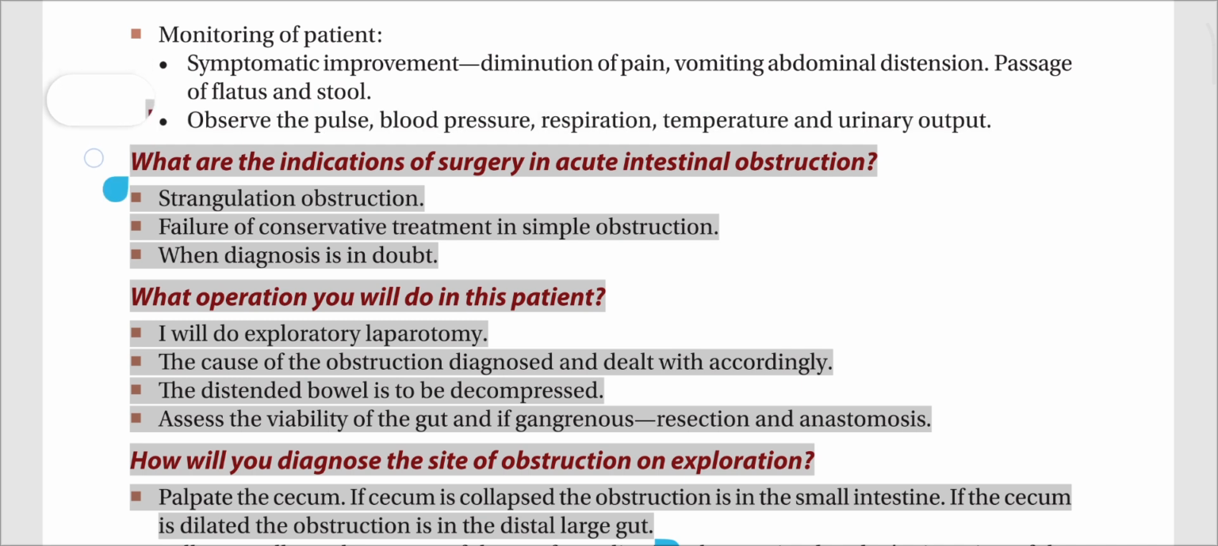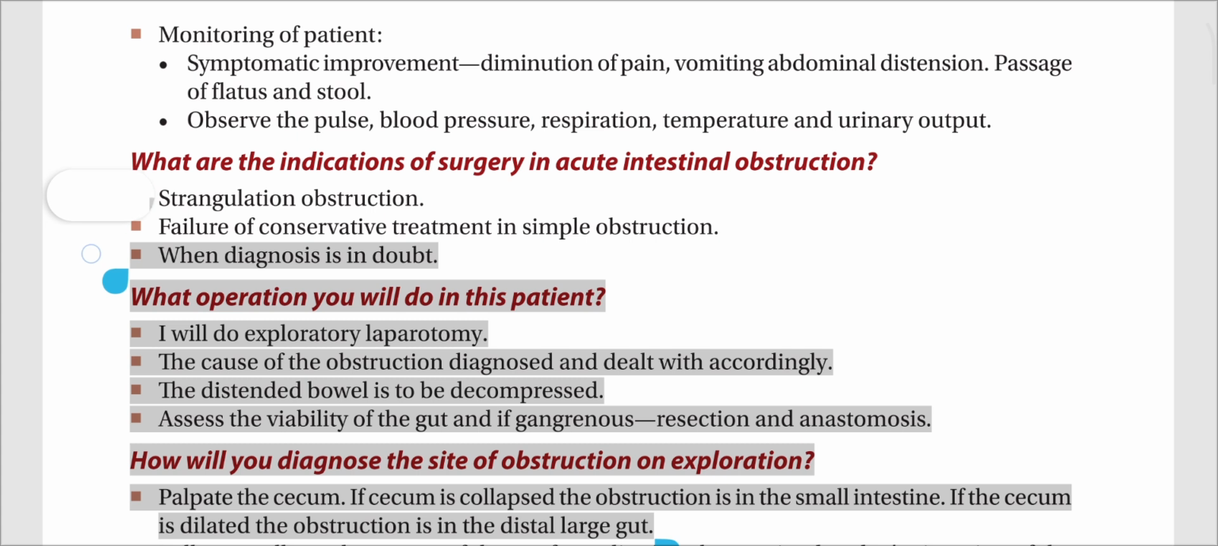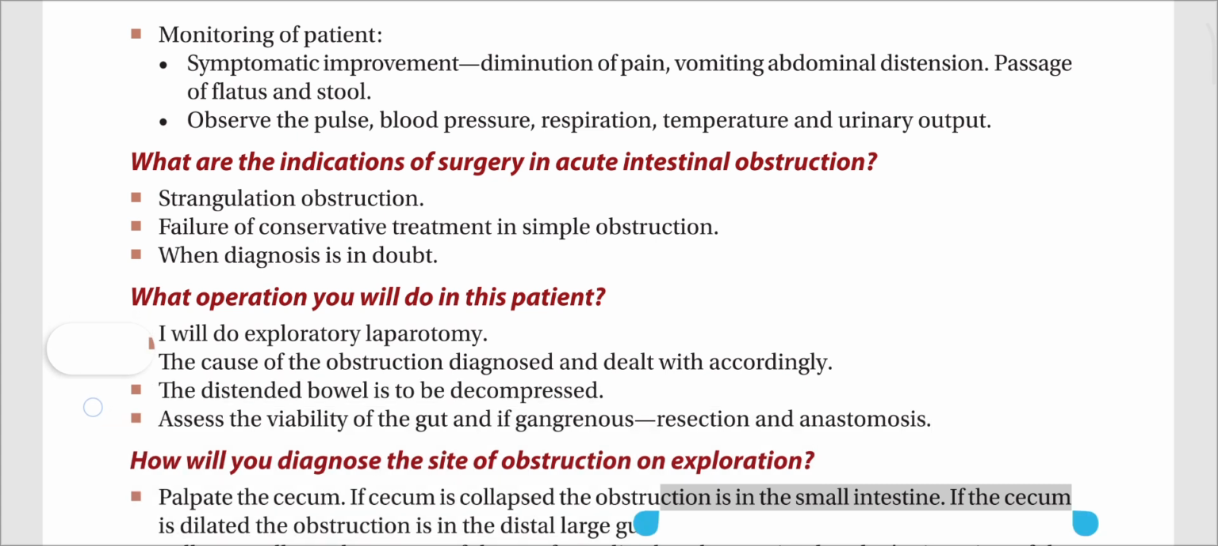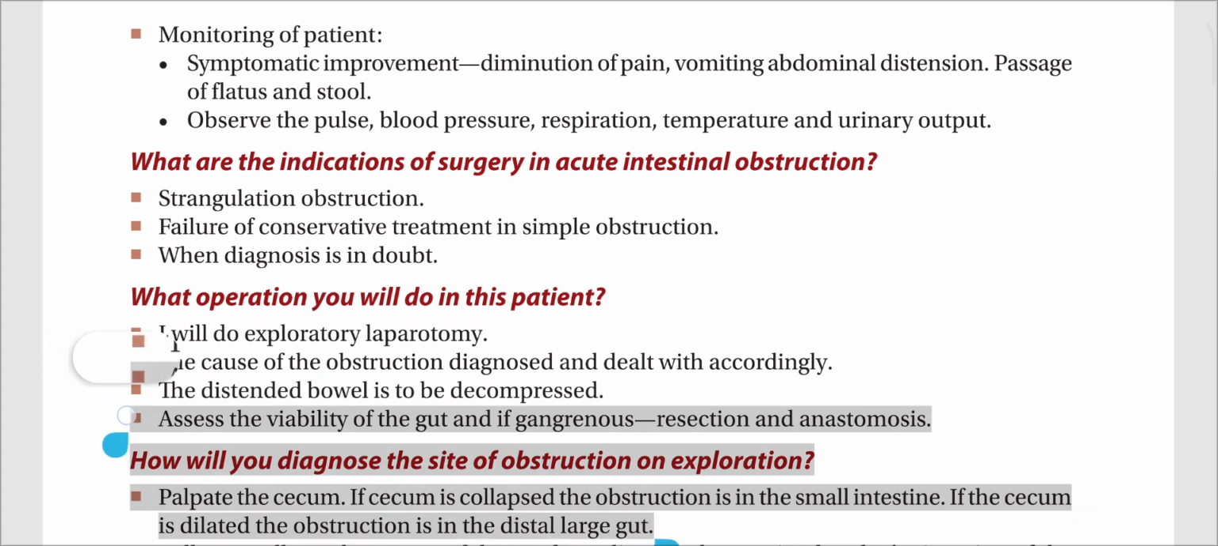What are the indications of surgery in acute intestinal obstruction? Strangulation obstruction. Failure of conservative treatment in simple obstruction. When diagnosis is in doubt. What operation will you do in this patient? I will do exploratory laparotomy. The cause of the obstruction is diagnosed and dealt with accordingly. The distended bowel is to be decompressed. Assess the viability of the gut and if gangrenous, resection and anastomosis.